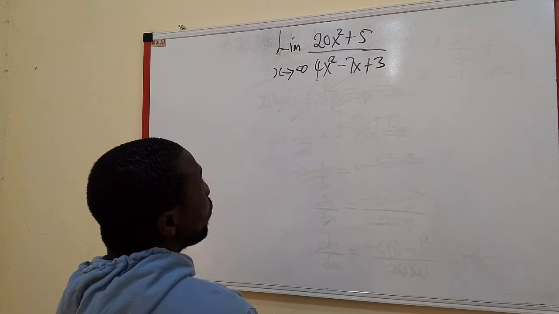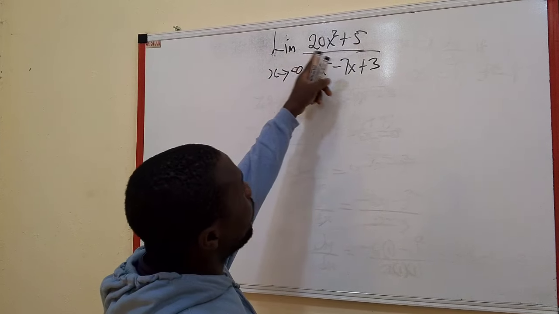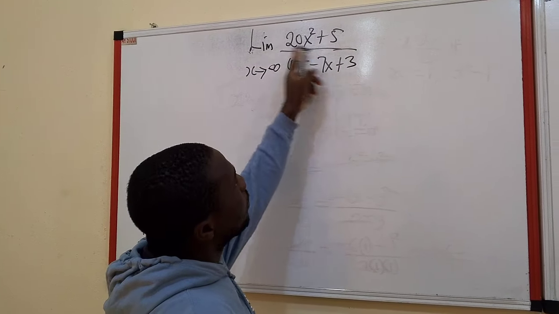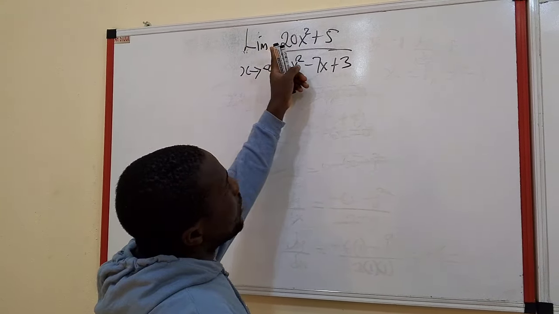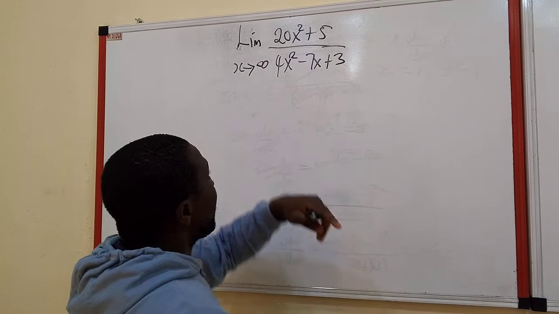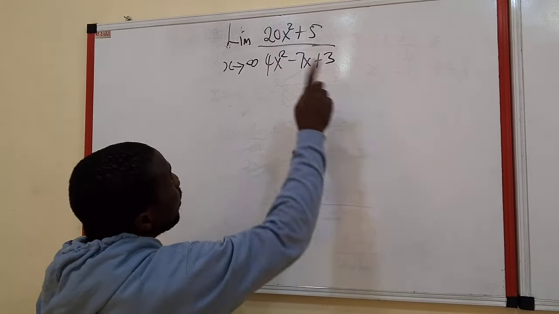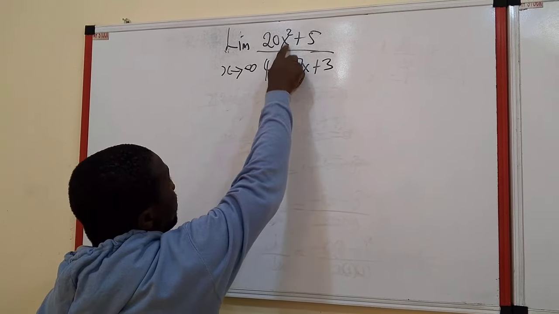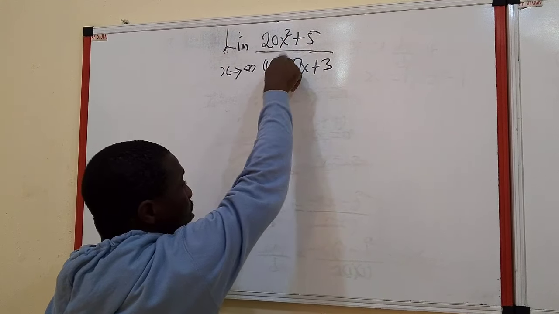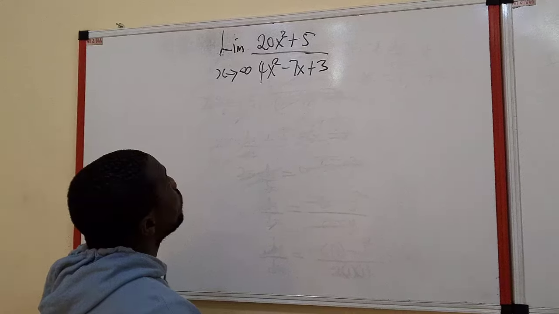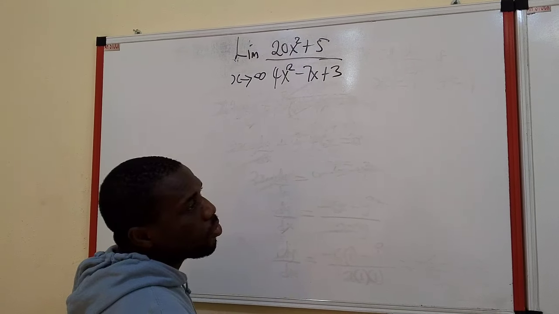We try to locate the highest power of x in both the numerator and the denominator. We locate the highest power of x. The highest power of x, we have x raised to the power 2 here, we have x raised to the power 2 here, both the numerator and the denominator. So what we are going to do is this.